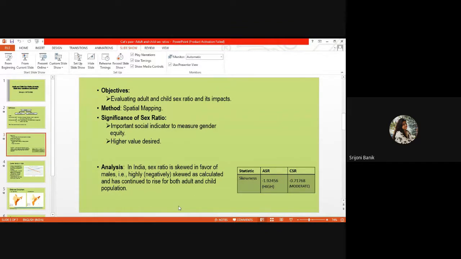Many societies across history have had strong preferences about male or female children as well as gender roles. According to our data, we have seen that the skewness, which is a measure of lack of symmetry, is minus 1.924 for adult sex ratio and minus 0.717 for child sex ratio. This suggests that the population is highly skewed in favor of males, and it has continued to rise and expand in various forms. This has drawn wide attention of the policymakers and planners to reverse the trend to bring it back to parity. Hence, finding out sex ratio is an important parameter of the economy. Now, Sukanya will take over from here.